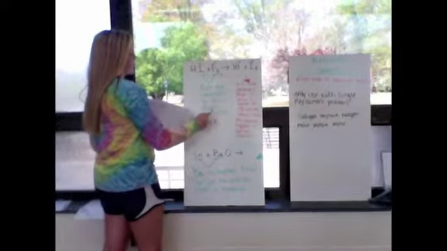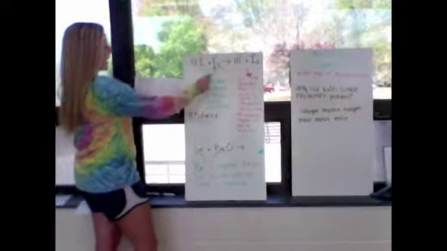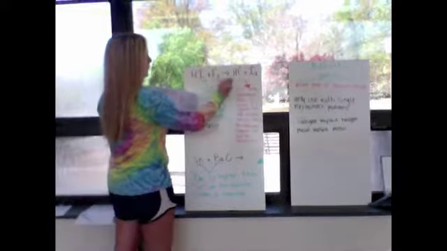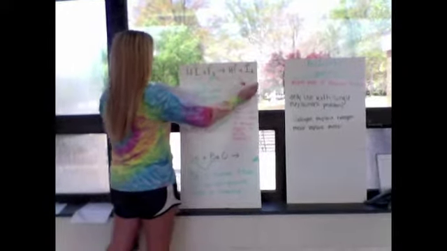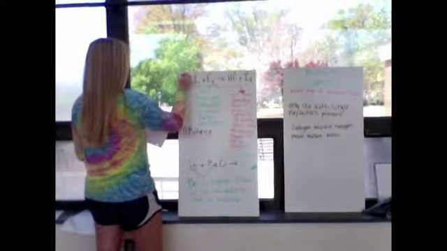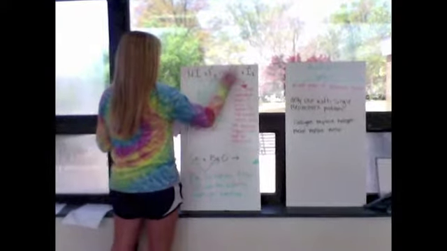Both of these are halogens, so they replace each other. And F2 is above I, so it will replace. And you get HF plus I2. And you have to balance the equation. And there's a 2 in front of this, and a 2 in front of that.